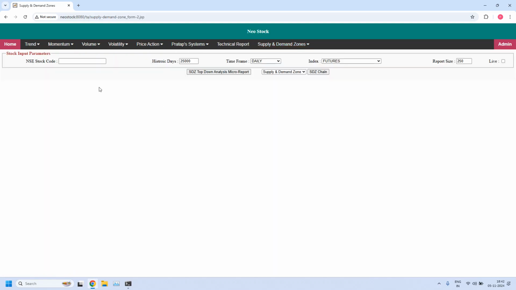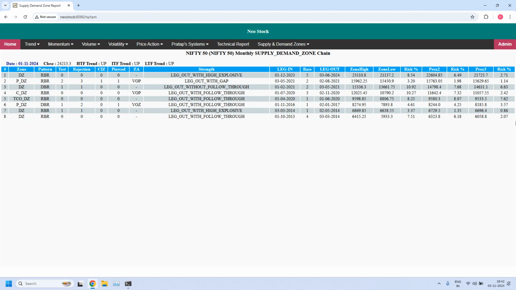Next, let us look at the NIFTY, BANKNIFTY supply demand zone chain. Let's start with NIFTY, starting from the monthly time frame, generating the monthly supply demand zone chain for NIFTY. In this monthly supply demand zone chain, always look into the zone column to find the high liquidity zones. Always look into the pierced column to check whether any of these zones are pierced. And always look into the LTF trend to find the trend of the time frame you have selected. This is the way you can apply these rules for the remaining time frames.